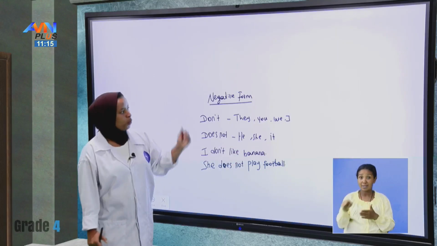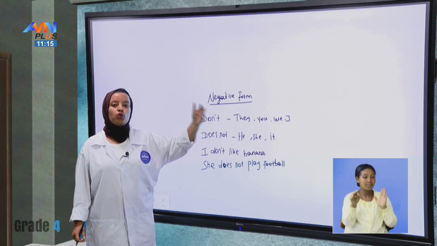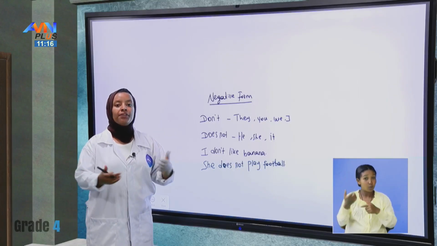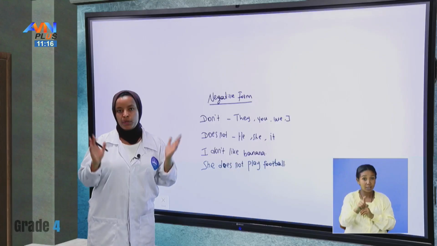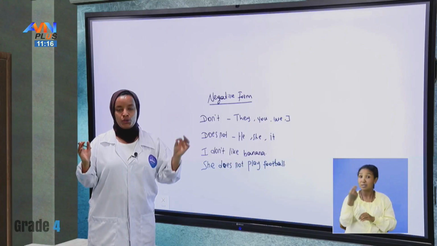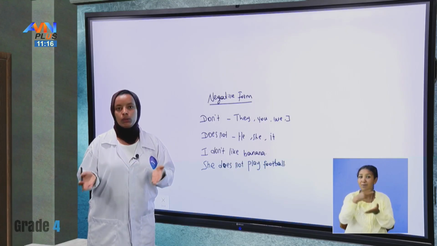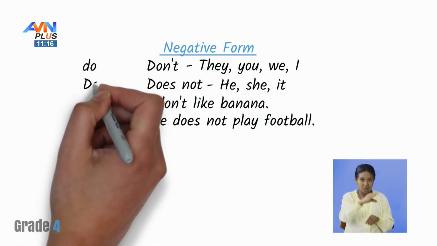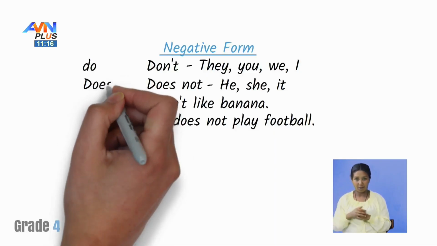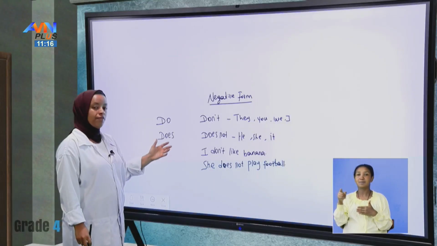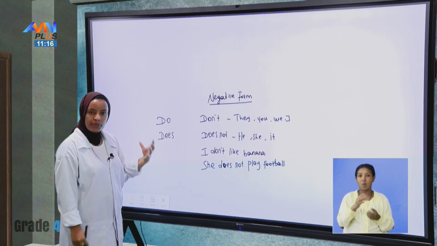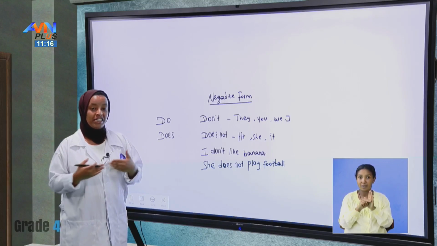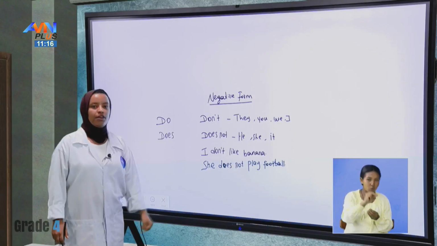Here is a rule for the negative form of simple present tense. Students, don't forget that when we come to negative and question, or interrogative, forms, we are using two helping verbs, called the verb to do: do and does. These are helping verbs that we use for asking questions. For negatives, we easily add not and make new sentences.